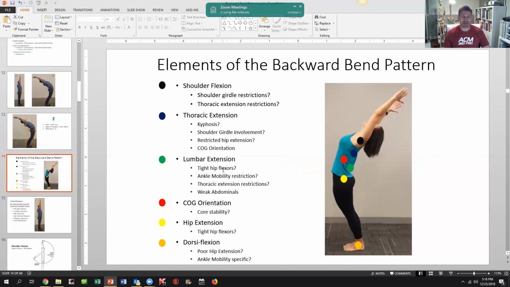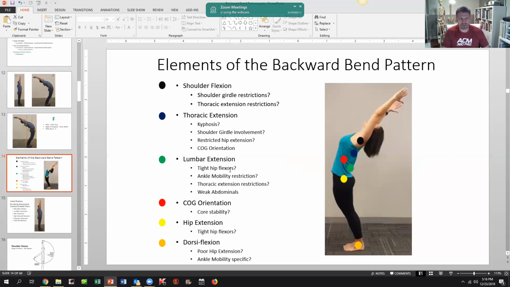Lumbar extension: if you're seeing excessive lumbar extension or lordosis, it could be an indication of tight hip flexors. Ankle mobility restrictions create kinetic chain dysfunction, because if they're not able to move their ankles, they have to find that movement somewhere else. Again, thoracic restrictions and shoulder joint restrictions, as well as weak abdominals. They just don't have the ability to bend backwards and stabilize that movement.